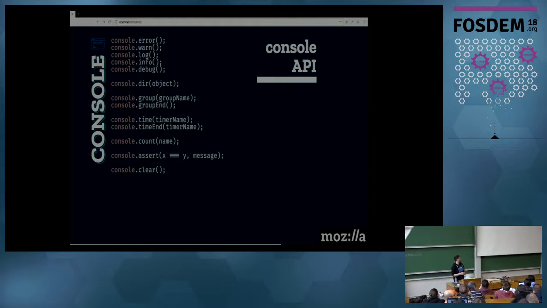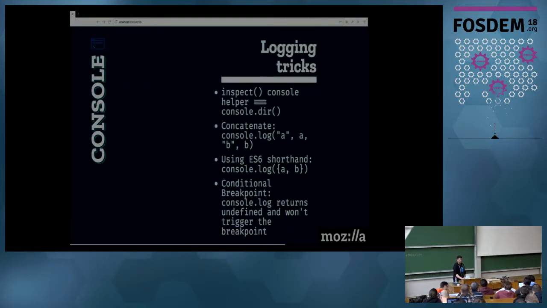Console.assert takes an assertion and then a message, and will only output something into the console if the assertion is false. Like basically a test in your console. And console.clear just clears the output. And yeah, I have some little tricks that might be helpful.